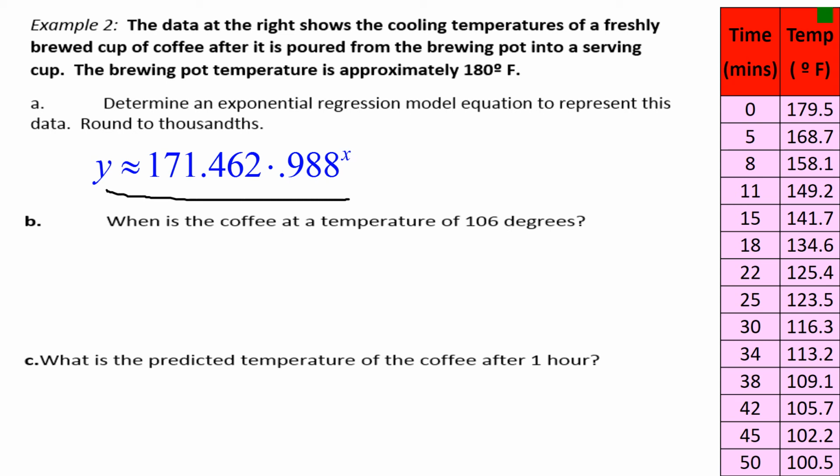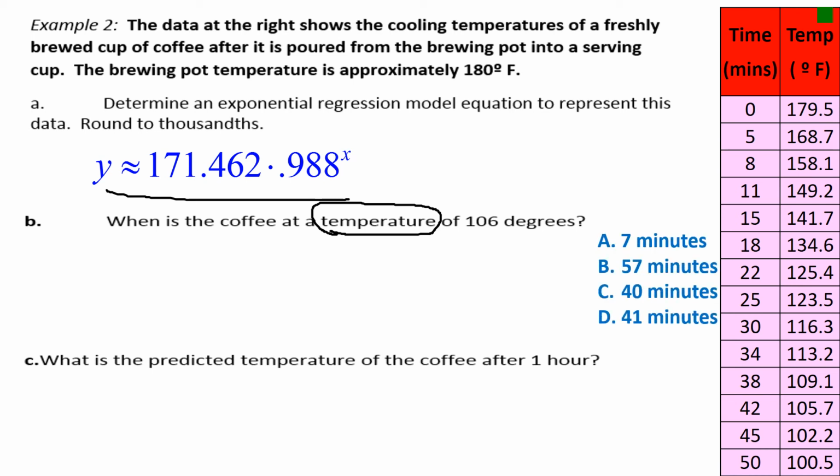Now let's take a look at the second question. When is the coffee at a temperature of 106 degrees? Temperature. Is temperature our X or our Y? Was it what we put in L1 or L2? Okay, you got it. It's our Y. So this question, we've got to think about this. We want to know what X is when Y is 106.